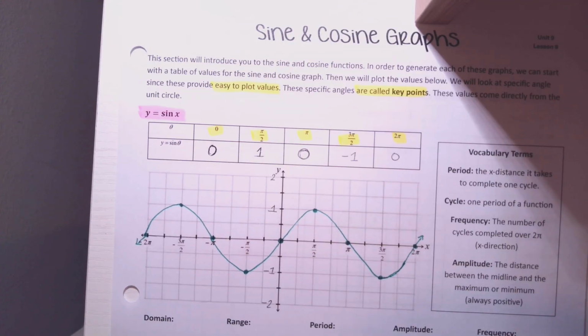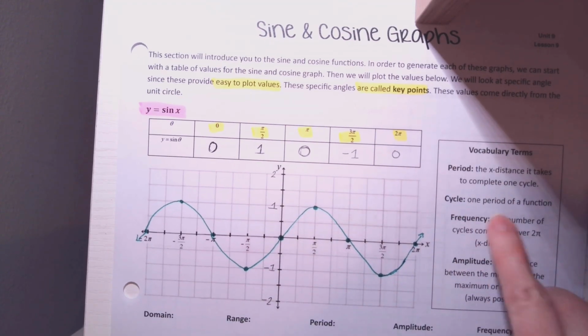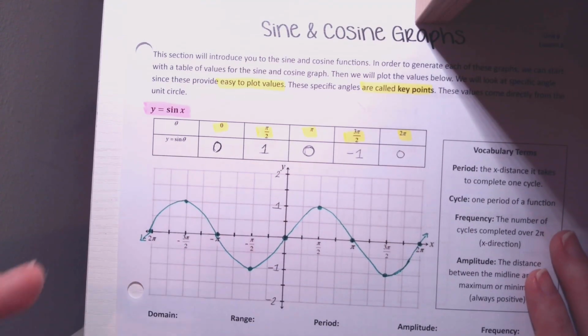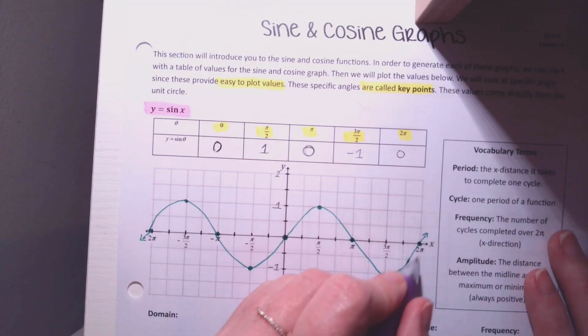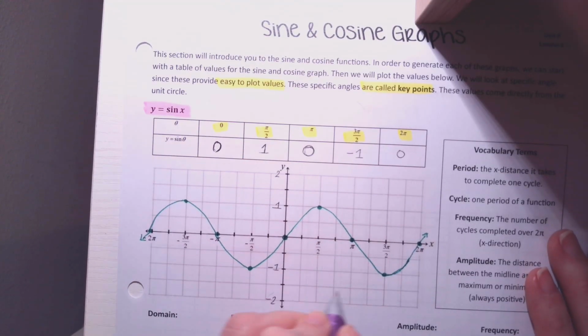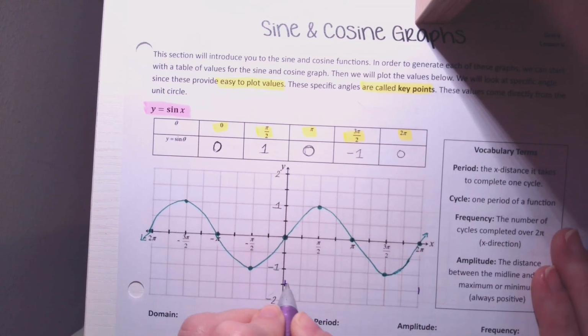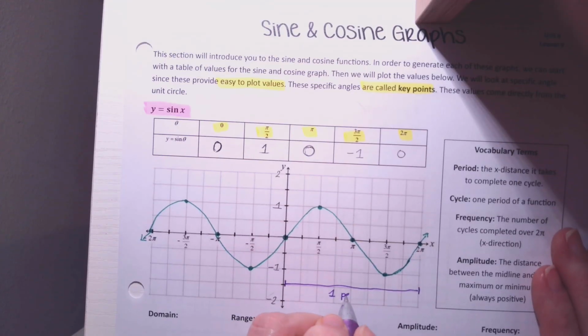So starting with some vocab words, let's talk about what a cycle is. A cycle is one period of a function. So first off, you're probably thinking, what the heck is a period? A period is basically where it creates the little design where it goes up and down and back up to 0 again. So all the way from here to here, 0 to 2 pi, is one period of the sine function.